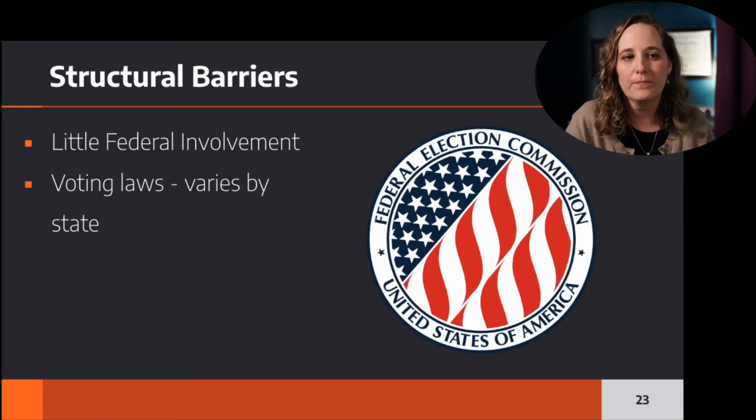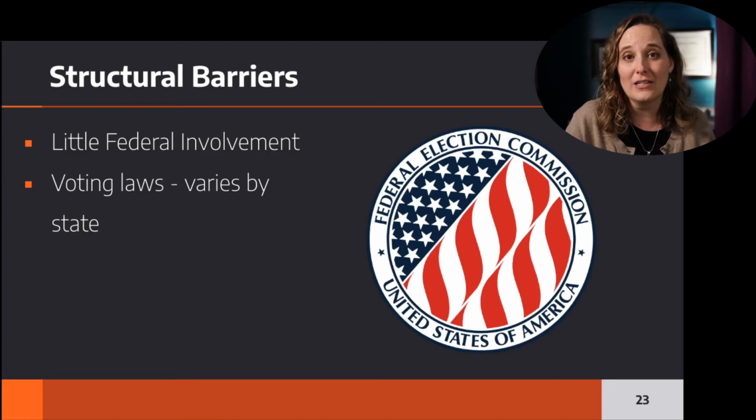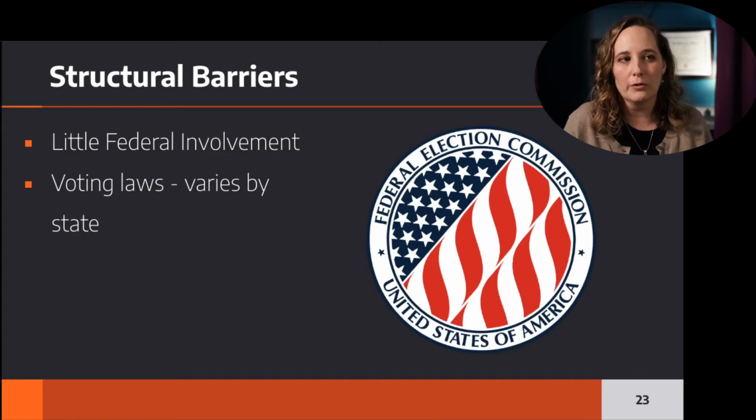The other way that the federal government has some power over elections is through the Voting Rights Act of 1965. However, a lot of that power was stripped away after the court case of Shelby County versus Holder.